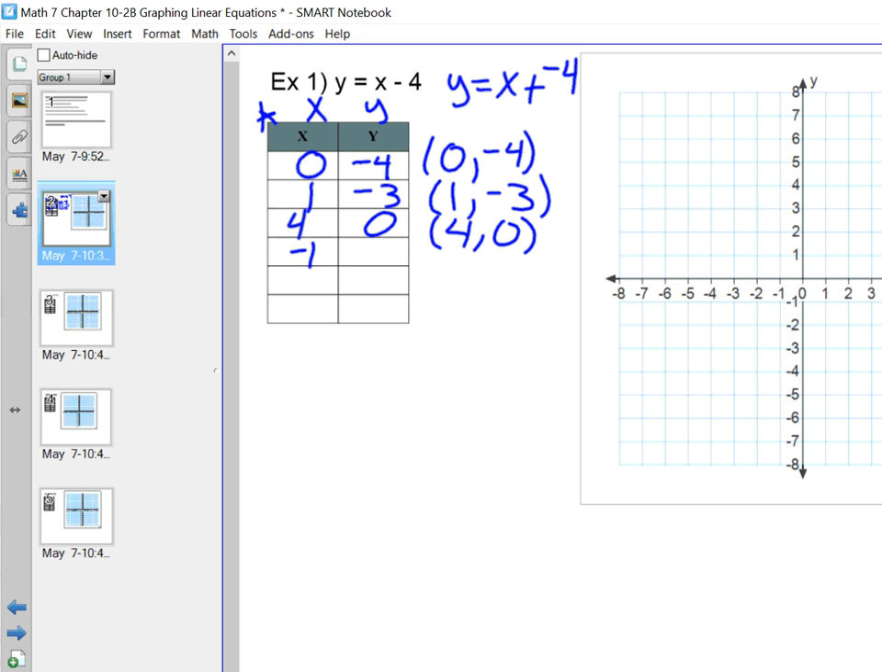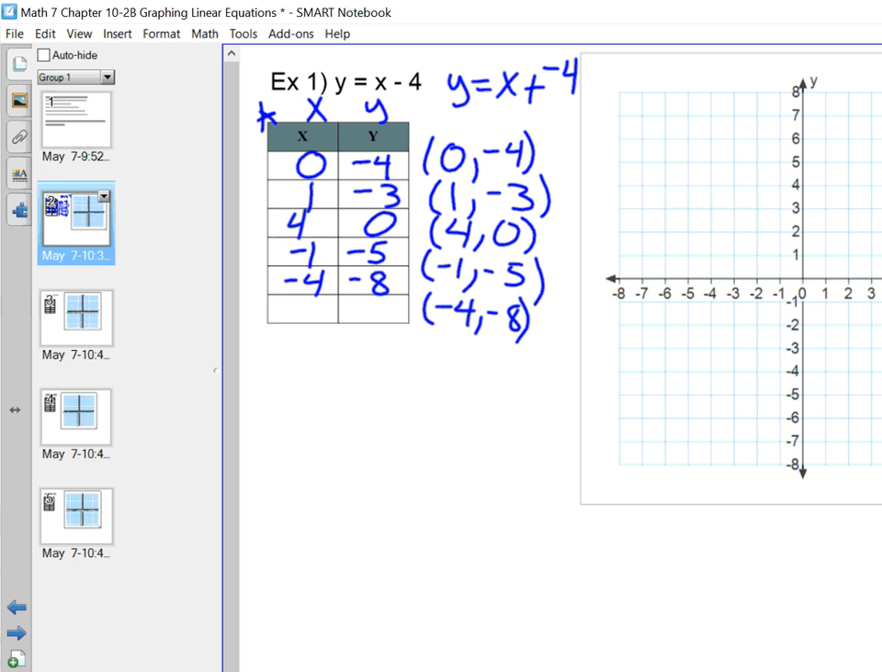So I'm going to pick a -1. -1 plus -4 is -5. So one of my points is going to be -1, -5. And then I chose the -4. -4 plus -4 is -8, and I am at the outer limit of my quadrant grid. So another ordered pair would be -4, -8.